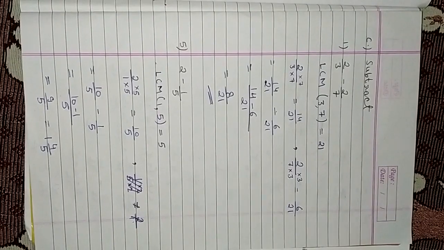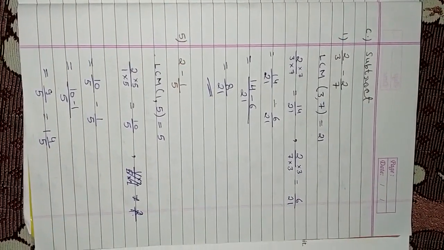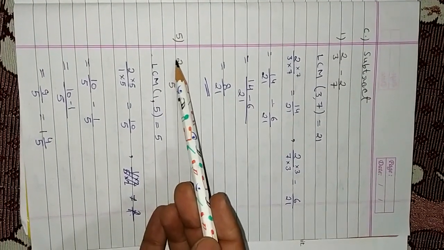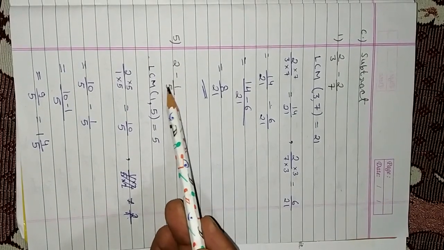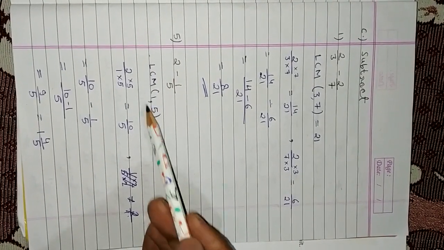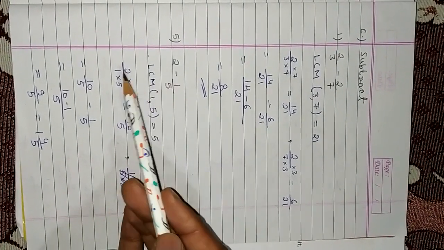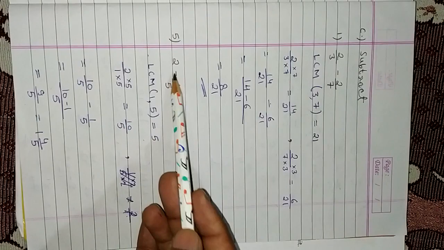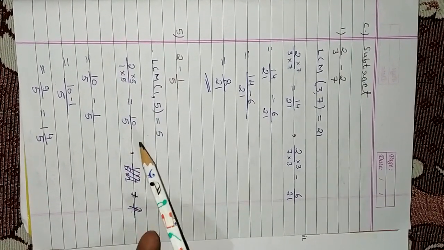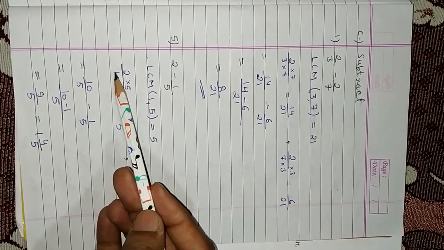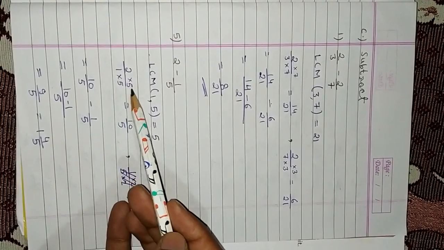In the fifth part, 2 minus 1 by 5. Here in the first part, the denominator is 1, and here the denominator is 5. So the LCM of 1 and 5 is 5. Just convert these fractions into like fractions. 2 by 1 into 5 into 5. To convert the denominator into 5, we have to multiply by 5.